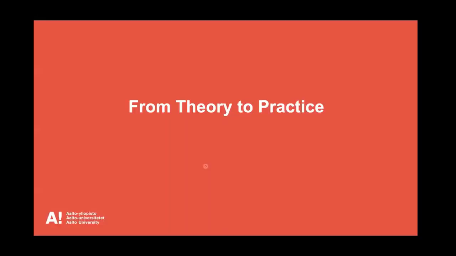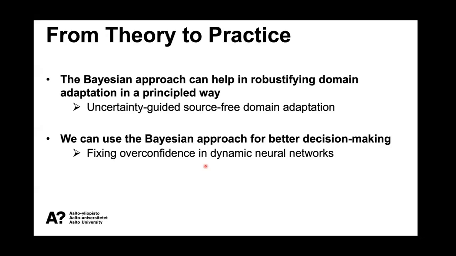Now I'm going to talk a little bit about applications I've been involved with, in this realm of applying Bayesian deep learning in the context of computer vision. The first one is called uncertainty guided source-free domain adaptation, an idea to use this Bayesian approach to robustify domain adaptation. In the second, I'm going to talk about very complicated neural network architectures called dynamic neural networks, and how a Bayesian approach can help improve the decision making in those kinds of models.